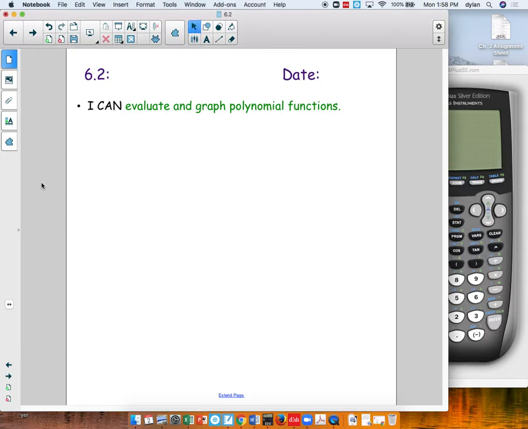You don't need to use graph paper today, we're just going to be sketching. But you should take a moment to set up your note sheet with the section and the I can statement and the date, and then resume whenever you're ready.